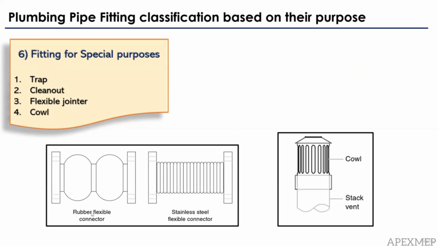Flexible jointer. It can be rubber or it can be stainless steel. Fourth one is your cowl piece. Cowl piece is a kind of chimney-type piece which is placed on the top of the pipe. You might have seen the pipe going vertically above to the roof level. On the roof level, we place this cowl piece for the release of vent air. The vent air will be coming out from the building, and it will be released from these openings.